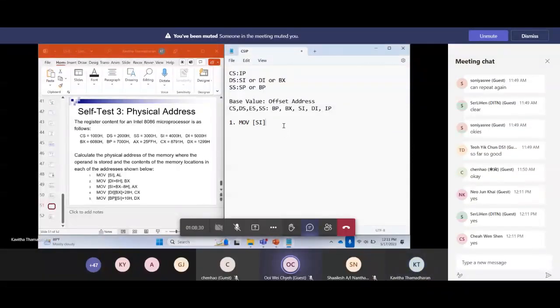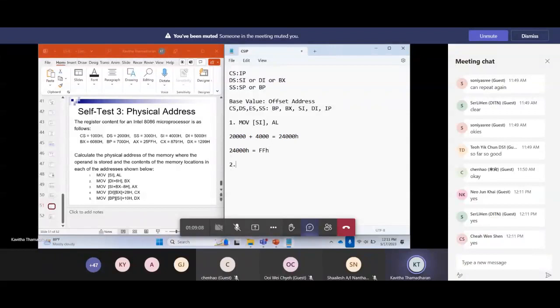Okay, so the first question is to move whatever is in AL into SI. So you need to calculate the physical address of SI first. If you look at the question, we need to pair DS with SI. So it should be 20,000, so we just write 20,000, no need to multiply all that, plus whatever value is in SI, which is 4,000. So it will give you a total of 24,000 hexa. AL is 8-bit, so easy, 24,000 hexa. We store what is in AL, which is FF hexa.